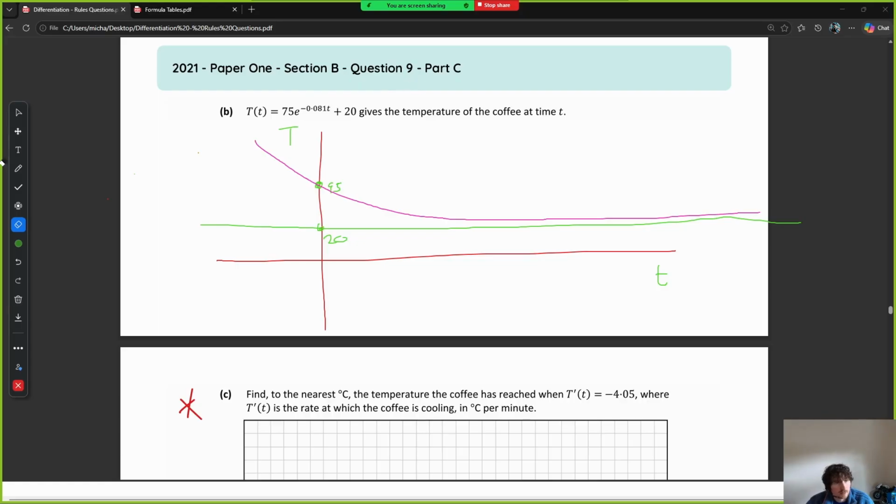Yeah, you should know that. Okay, if that's super confusing, you've got to revise your exponential graphs. You should be typing stuff into Desmos as well and seeing what things look like.